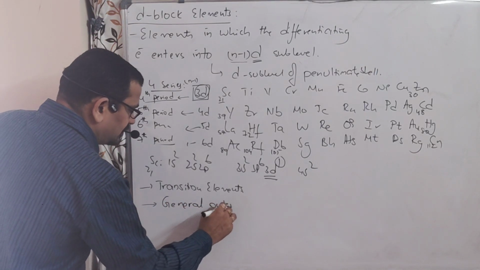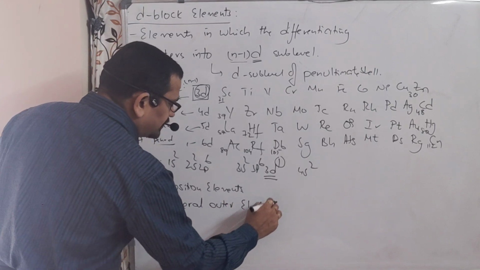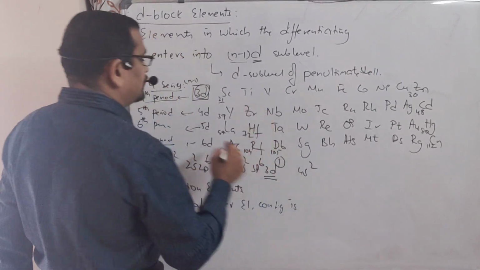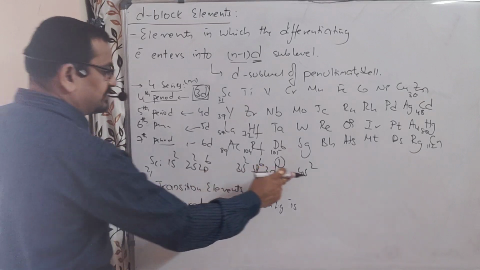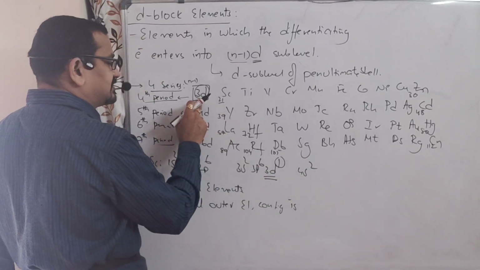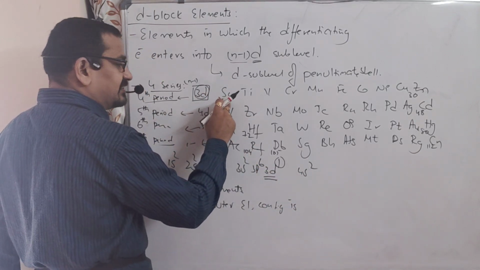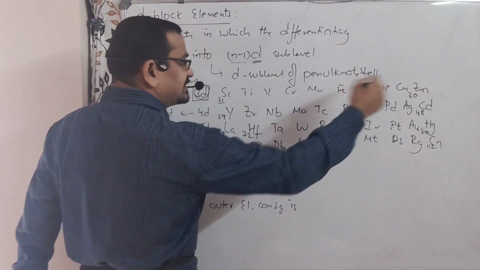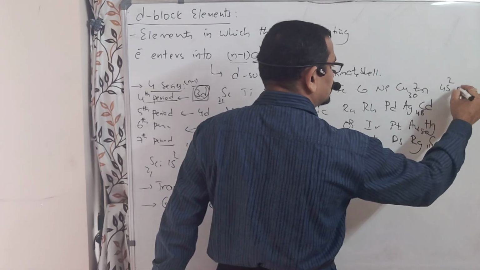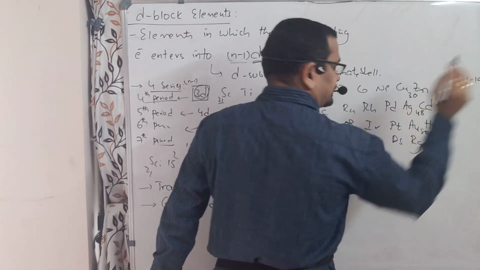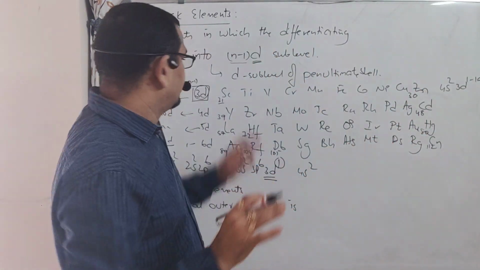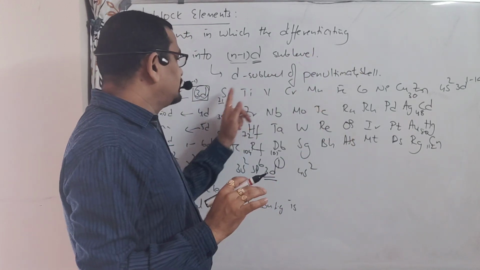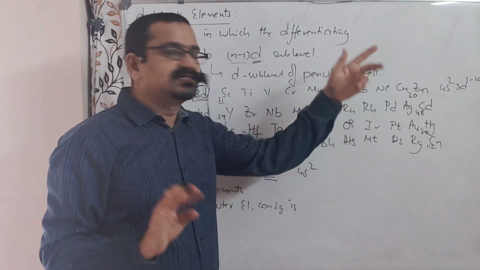Their general outer electronic configuration: if you look at scandium, here we had written 4s2 3d1. It started at 4s2 3d1, then 3d2, 3, 4, 5, 6, 7, 8, 9, 10. So this series is from 4s2 3d1 to 3d10. 4s2 is quite common, with 3d1, 3d2, 3d3, 4, 5, 6, 7, 8, 9, 10.